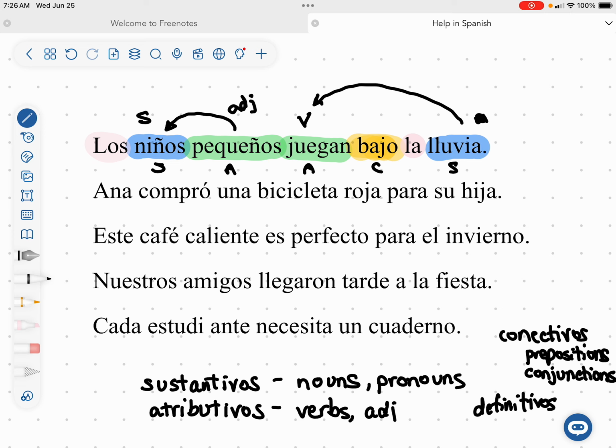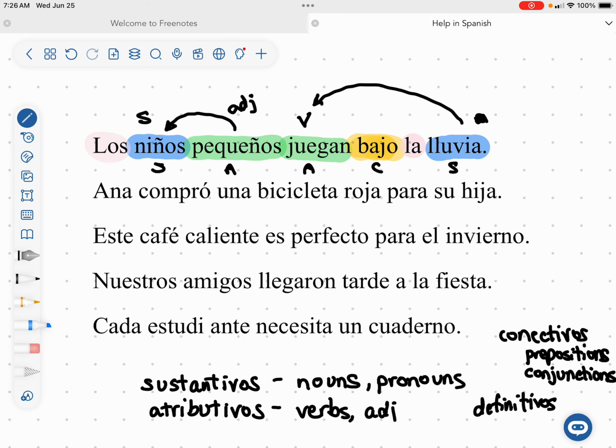So words like el, la, los, las, un, una, tres. These are the words that quantify or limit the nouns. Okay, next sentence. Let's go with our sustantivos first, because they're the most important.